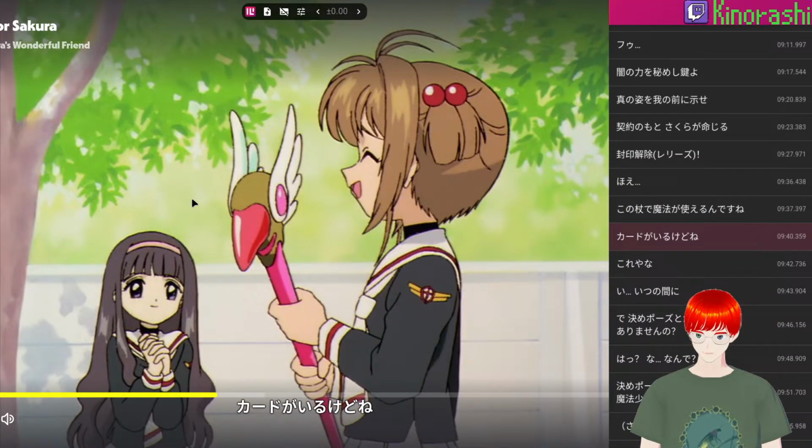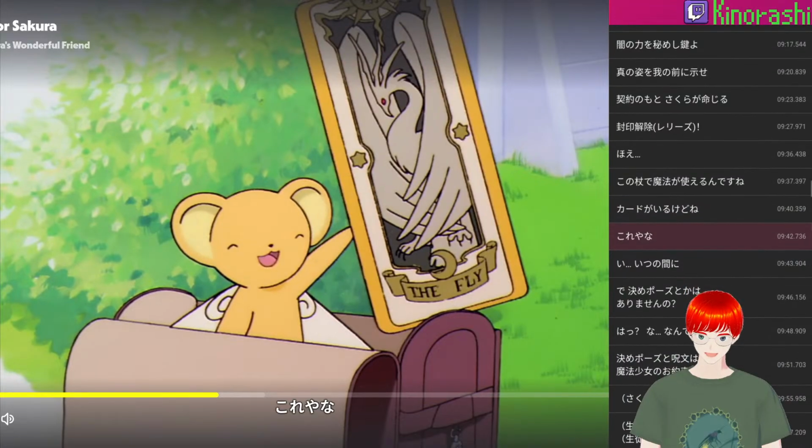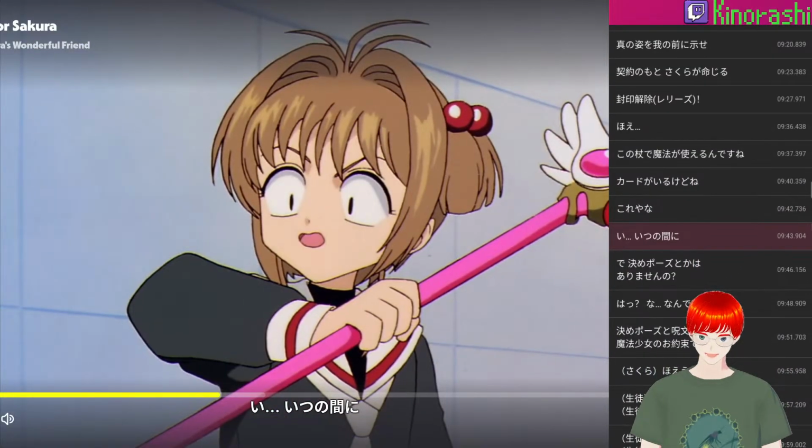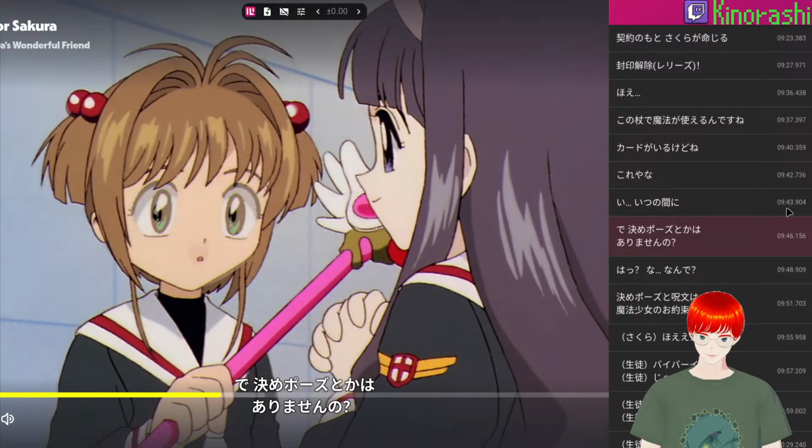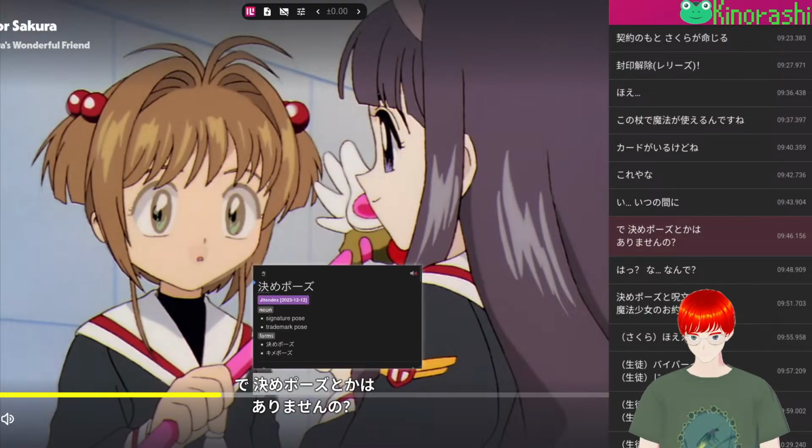カードがいるけどね。これやな。いつの間に。で、決めポーズとかはありませんの？で、決めポーズ, signature pose.